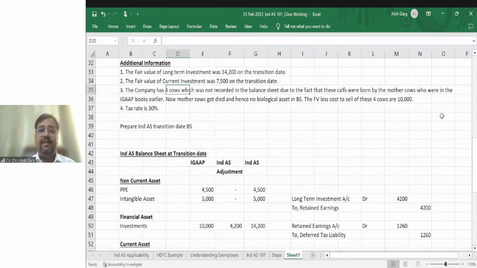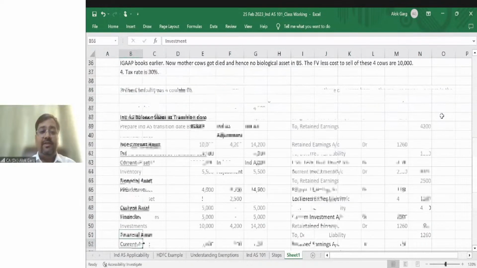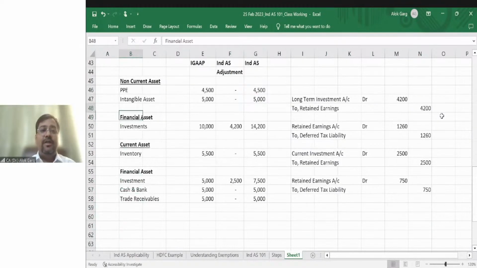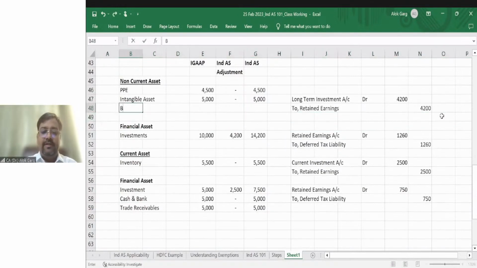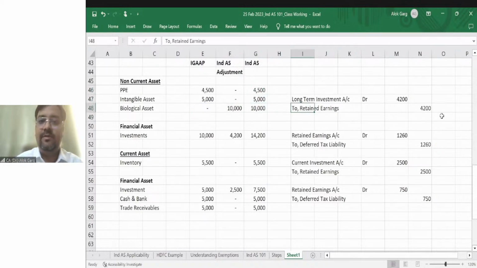There is a biological asset also, which is not there in the balance sheet. This biological asset will be your non-current asset. Biological asset in IGAP it was 0. 10,000 will be the Ind AS value, right? So under Ind AS balance sheet, this will come as 10,000.